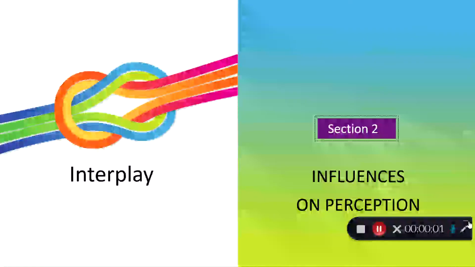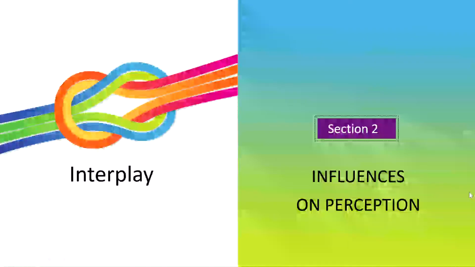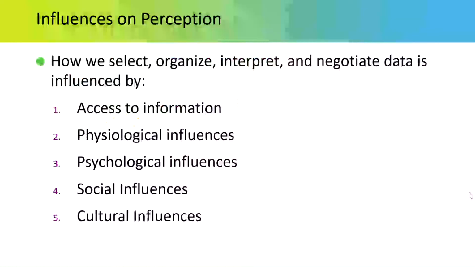What we're going to look at in this second section is the various components, factors in our life that influence how we select, organize, interpret, and negotiate our perception. So let's take a look. All right, so they're influenced by many things. We're going to look at the big five: access to information, physiological influences, psychological influences, social influences, and cultural influences.